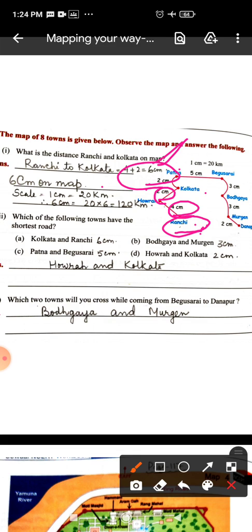Now, a scale is given: 1 centimeter is 20 kilometer. So, you can convert this distance into actual distance. 1 centimeter is equal to 20 kilometers, so 6 centimeter will be 20 multiplied by 6, that is 120 kilometer. So, the distance from Ranchi to Kolkata will be 120 kilometer.